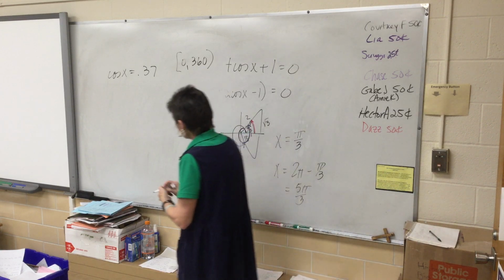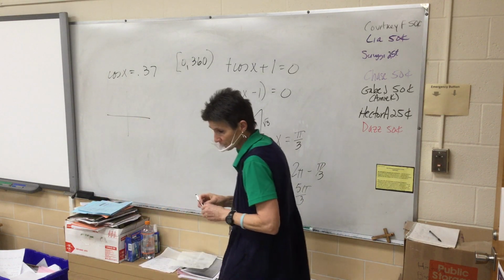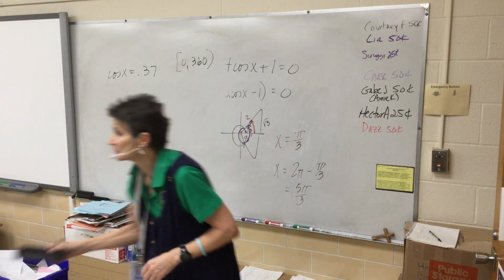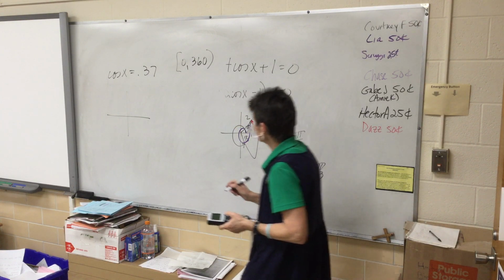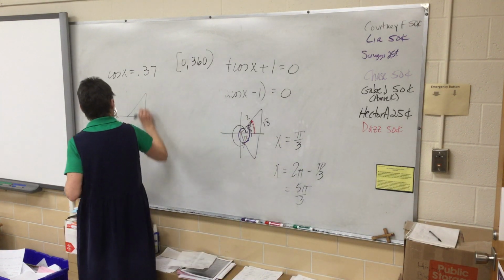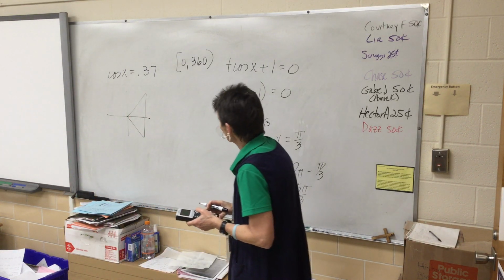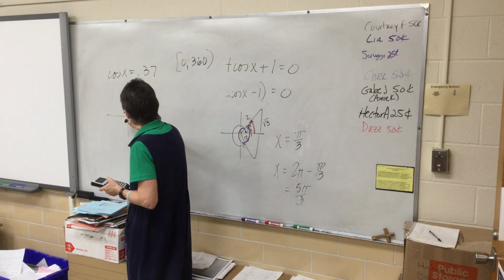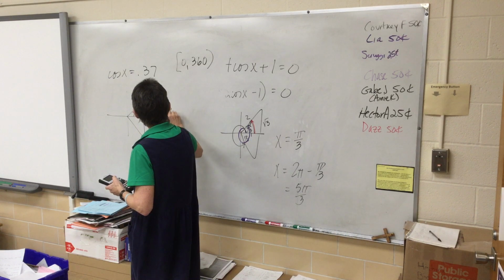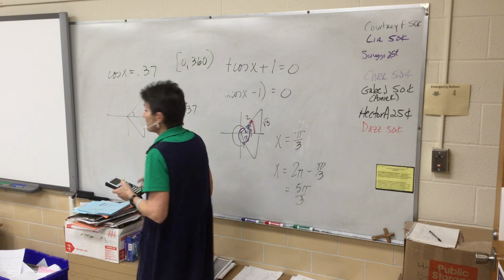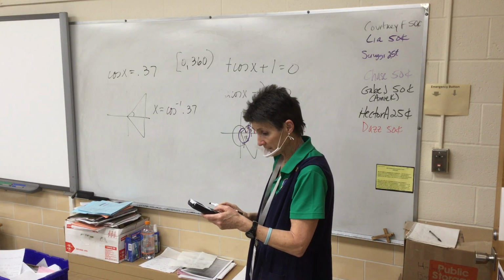So, well, let's figure out, first of all, where are our answers? What quadrants? It's a cosine and it's positive. 1 and 4. So 1 and 4. Yep, 1 and 4. All right, so I'm going to go to my calculator and I'm going to find this angle right here. I'm going to find the angle whose cosine is 0.37. Remember, to find an angle, you do second cosine.